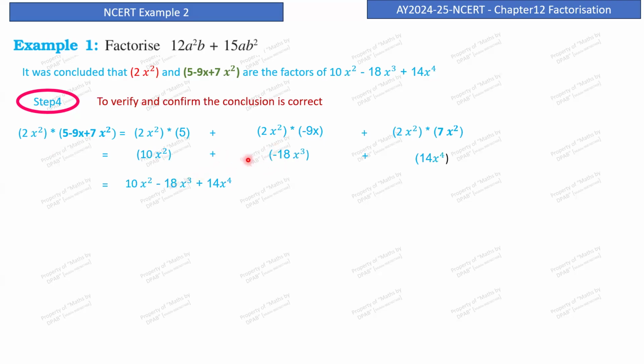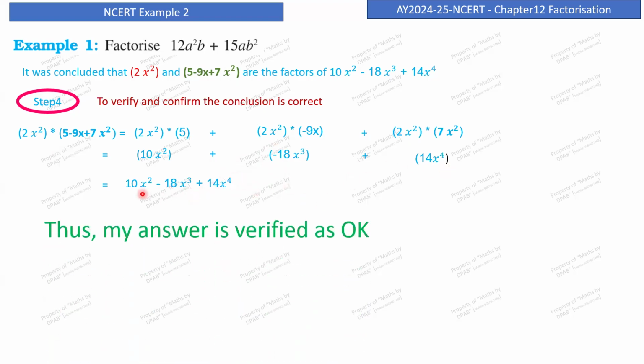Or if it is minus here, plus here also, then it is minus. So plus into minus is minus 18x to the power 3 plus 14x to the power 4. So this is what our original algebraic expression. So what answer we have found, that 2 into x to the power 2 and 5 minus 9x plus 7x square are the factors of the original algebraic expression.